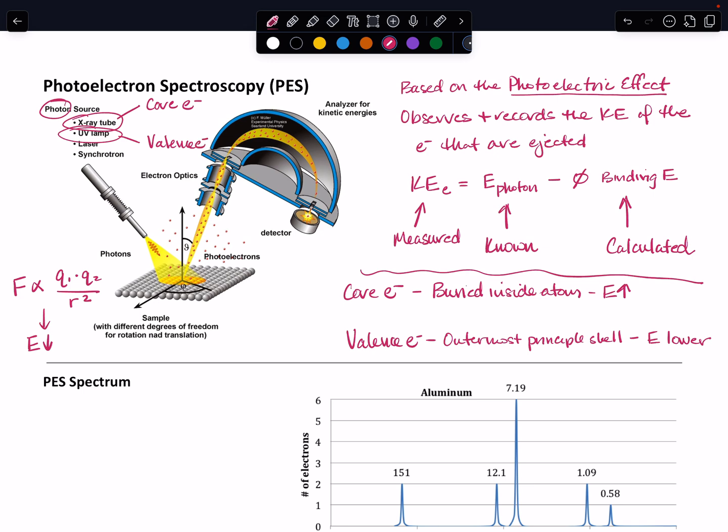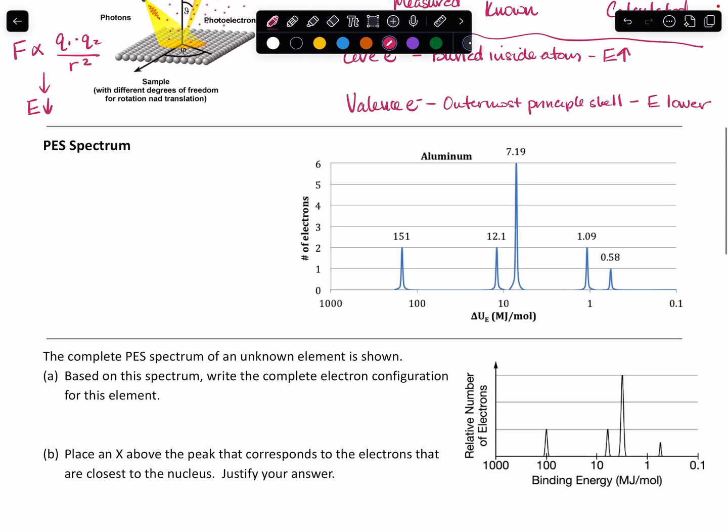But the reality is you're going to use some sort of scanning technique where you move through wavelengths so you can sequentially remove electrons starting on the outside and working your way inside. So what does that get us in terms of spectra?